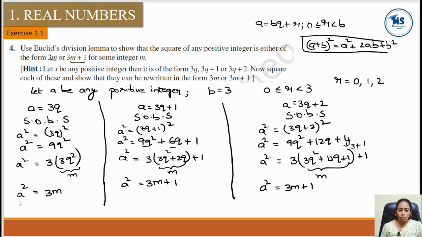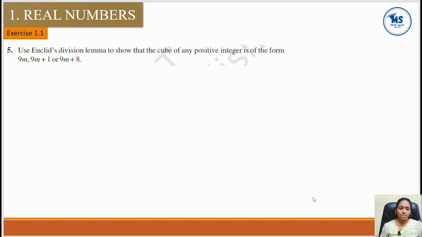So what are all the forms we got? a square equal to 3m, a square equal to 3m plus 1, a square equal to 3m plus 1. That's what they've asked us to show, no? Use Euclid's division lemma to show that the square of any positive integer is either of the form 3m or 3m plus 1. Hence proved. Next question. Use Euclid's division lemma to show that the cube of any positive integer is of the form 9m, 9m plus 1 or 9m plus 8.